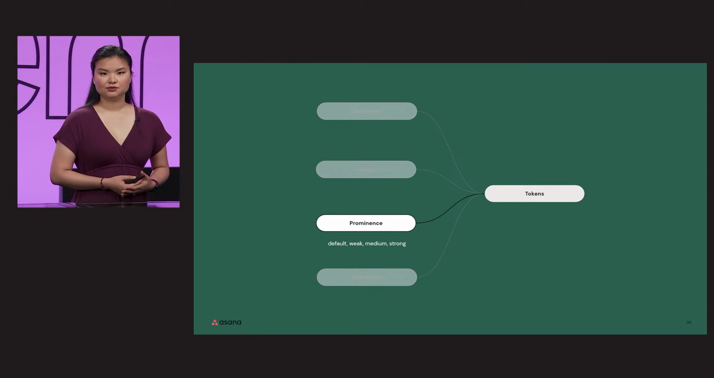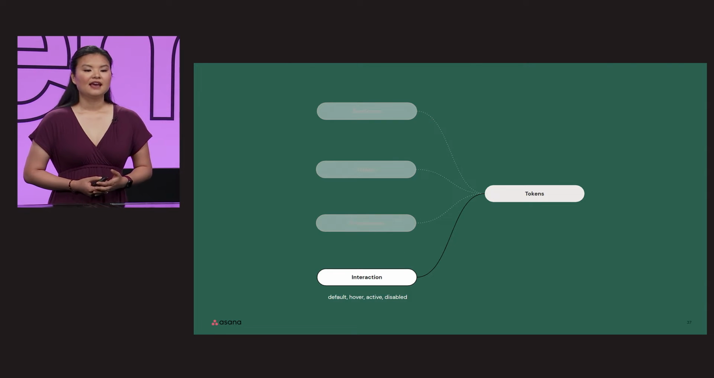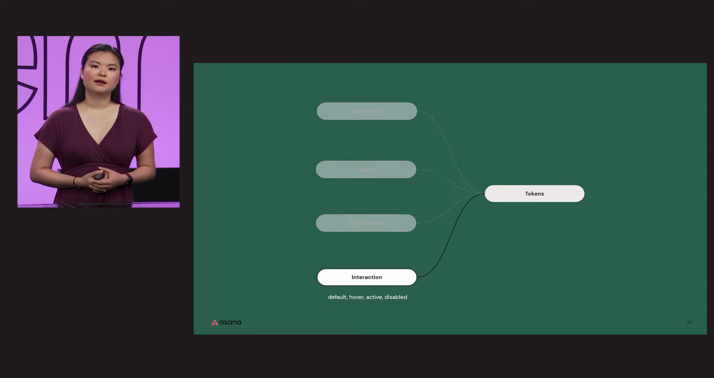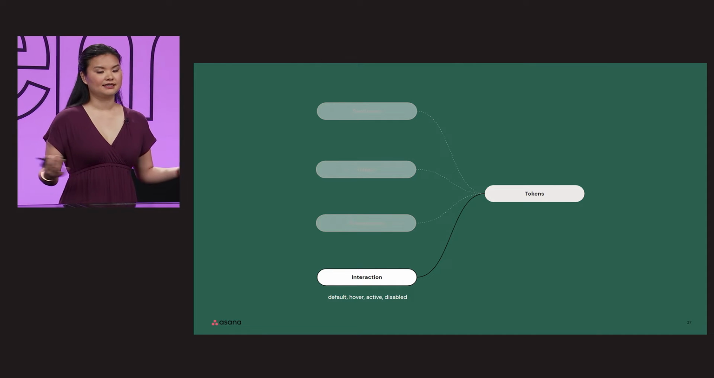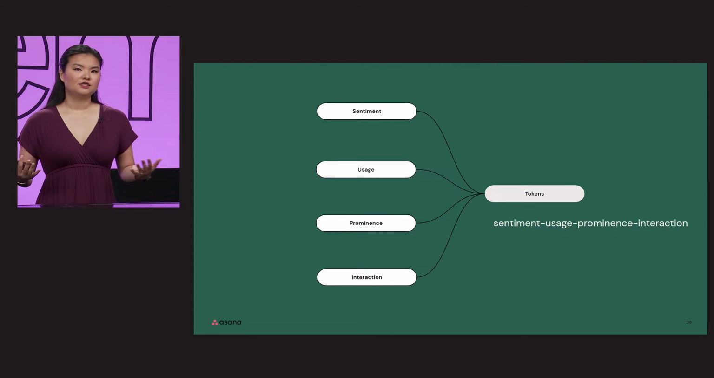Next, we have prominence, which refers to how prominent the component appears in the product. And finally, we have interaction, since different colors are used to convey whether a component is in a hover, active, or disabled state. And all of these combined give us the token name.